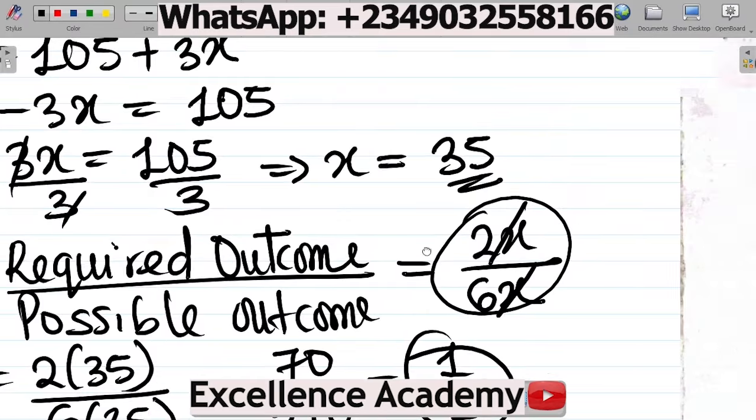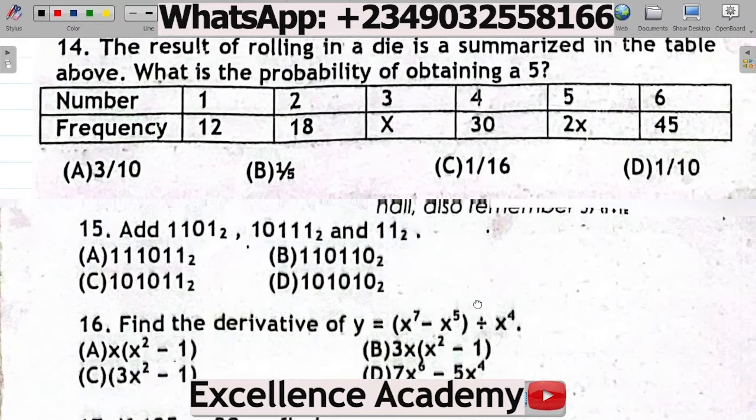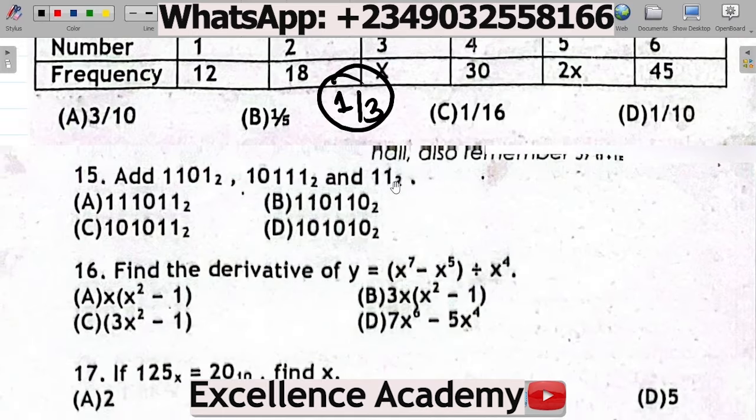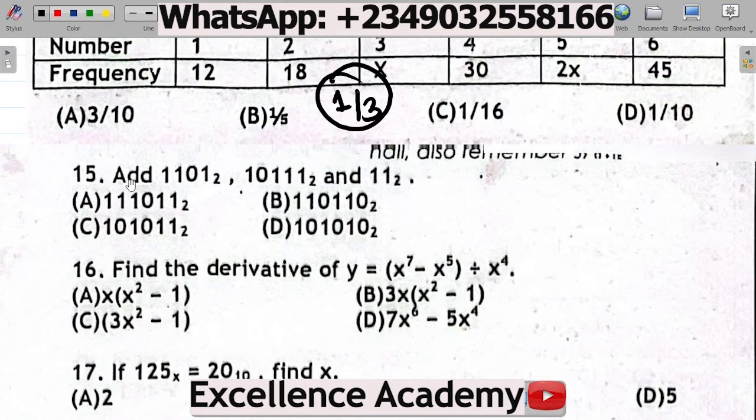All right. So from the question here, the correct option is 1 over 3, but it's not listed. So note that the correct option is 1 over 3. That's your correct answer. Next up, question number 15. It says add 1101 base 2 with 10111 base 2 and 11 base 2. You have option A, option B, option C, and option D.